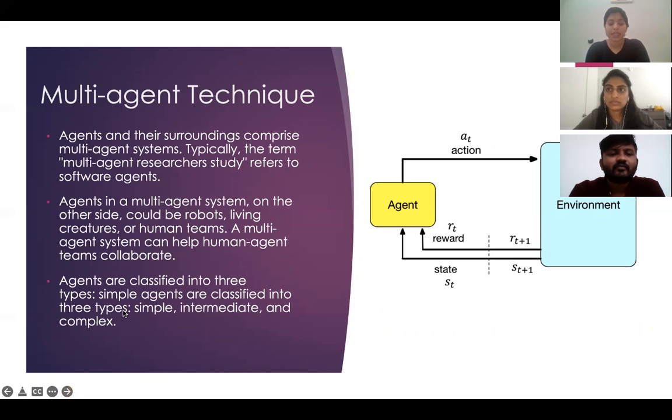They are simple, intermediate, and complex. And here we can perform complex software tools or agent tasks in the simplest way by using these techniques. And there are 3 types of agents, and some of them are divided into virtual and discrete, and continuous.